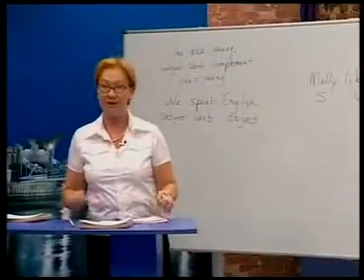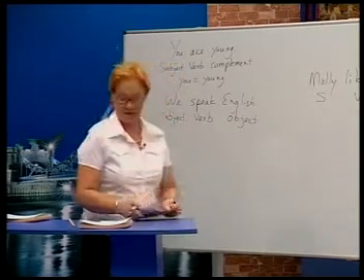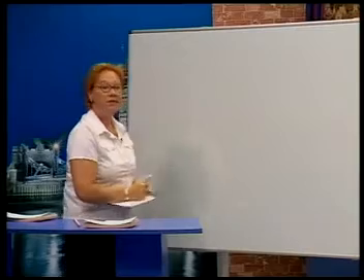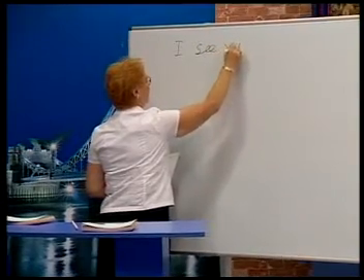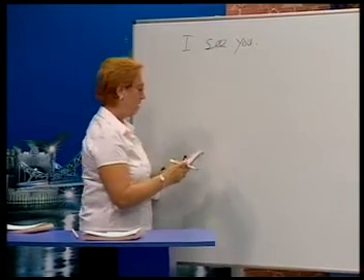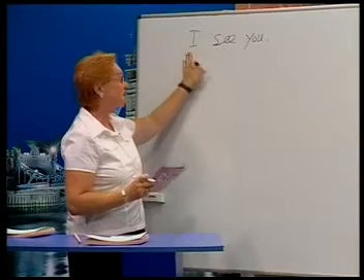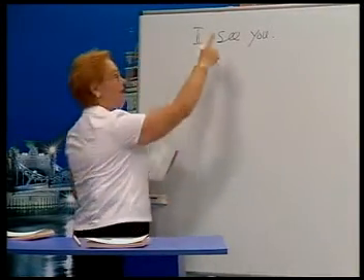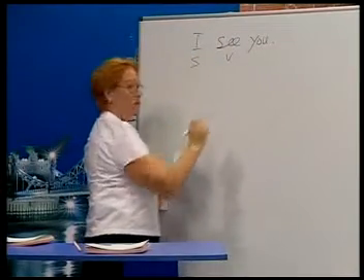Now, let's look at some more sentences. And notice that in English, let me show you the sentences first. Okay, first sentence. I see you. I see you. Notice that in English, there's always a subject and a verb. Always, 100%. Okay? And the verb comes after the subject. Subject, verb. Okay?